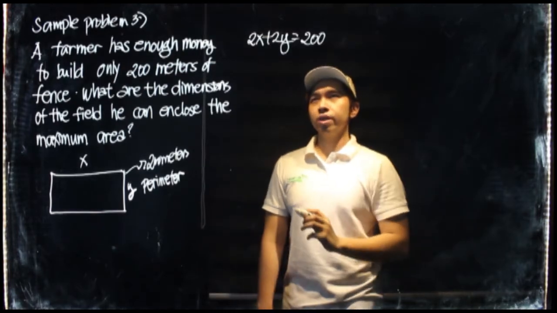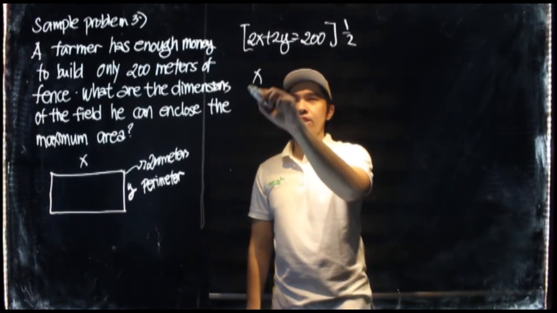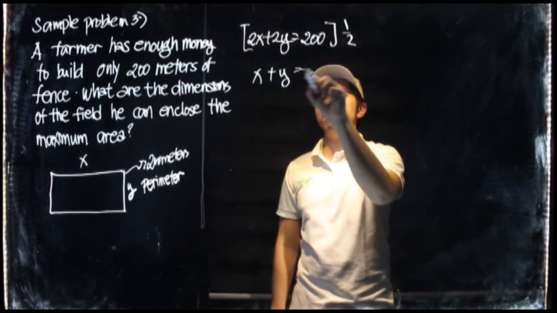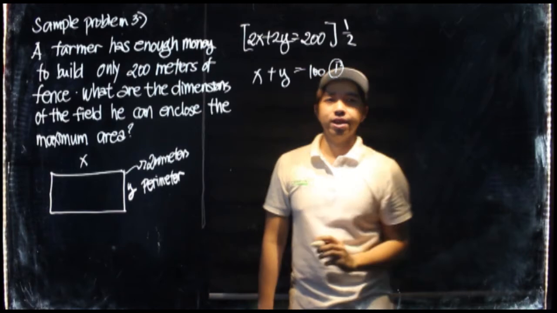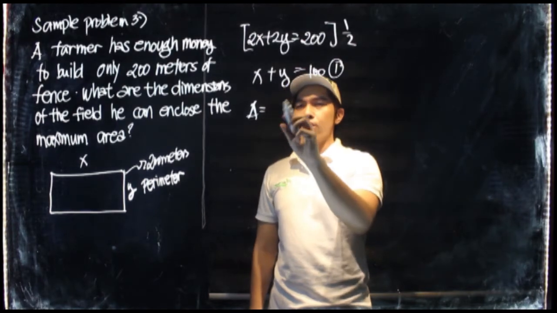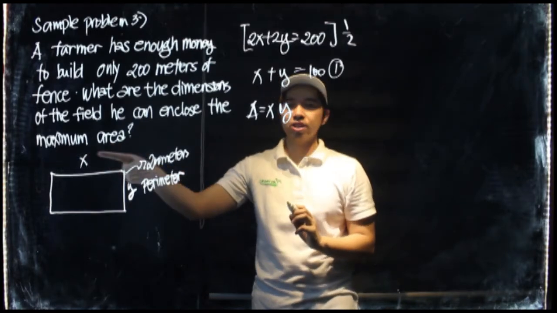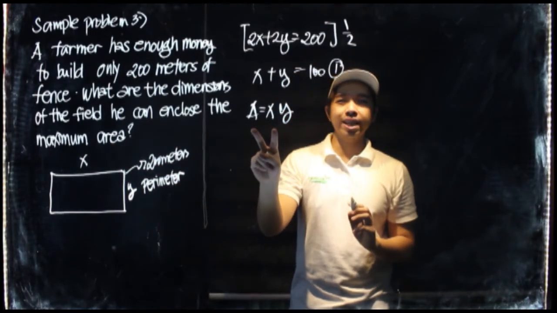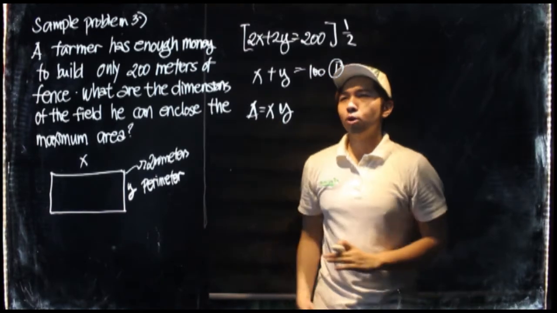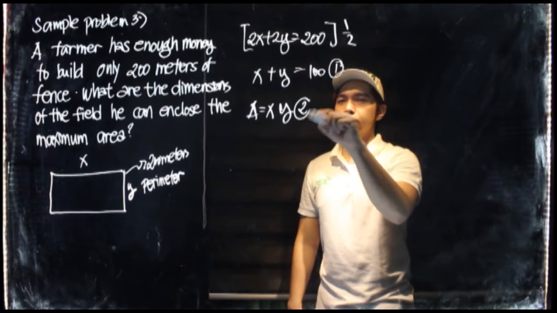Let's manipulate. We can introduce 1/2 to both sides. 1/2 and 2x leaves us with x. 2y and 1/2 leaves us with y. And 200 times 1/2 leaves us with 100. Let this be our first equation. For our second equation, we know that the area is simply equal to x times y. We don't know the maximum area. To find it, we need the derivative, but to differentiate with respect to a single variable, we need to eliminate one variable using the first equation. We'll call this equation number 2.